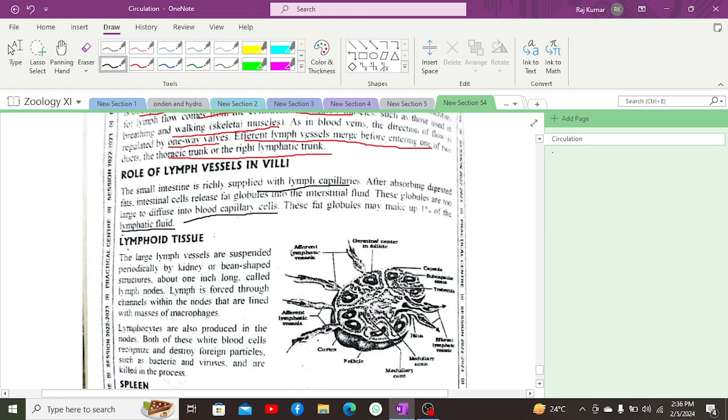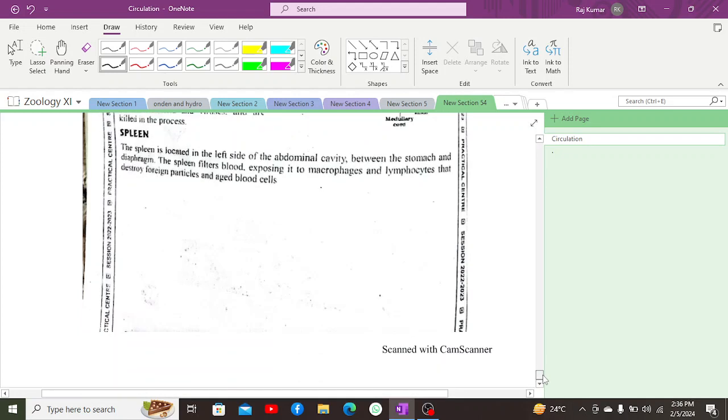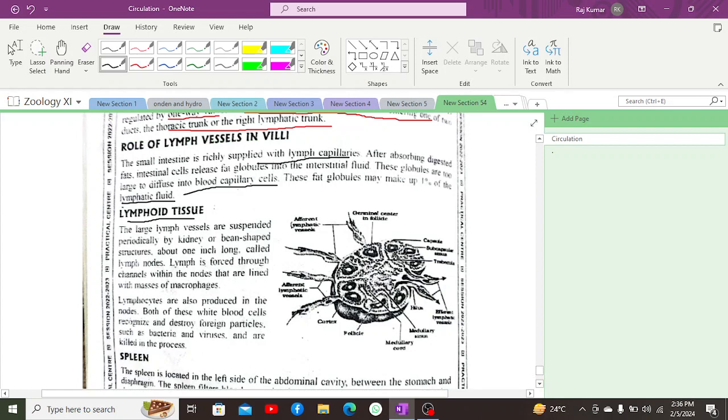And apart from that, lymphoid tissue is of many types. The one which we are going to discuss here is the lymph node, which is a primary lymphoid tissue. The large lymph vessels are interrupted periodically by kidney or bean-shaped structures about 1 inch long called the lymph nodes. Lymph is forced through the channels within the nodes that are lined with masses of macrophages.